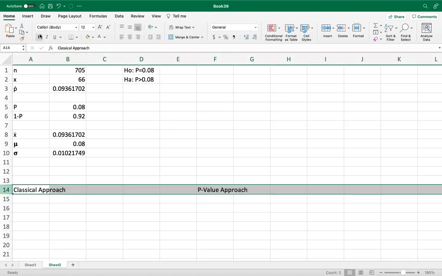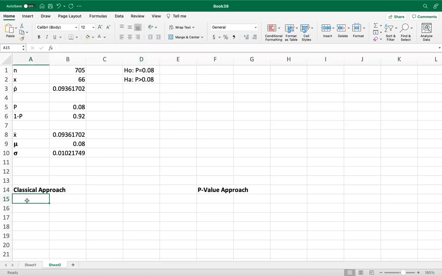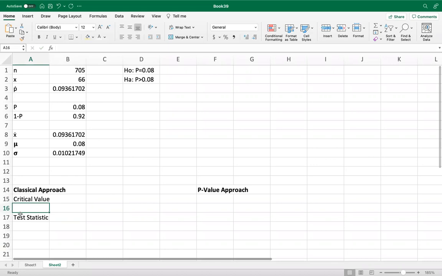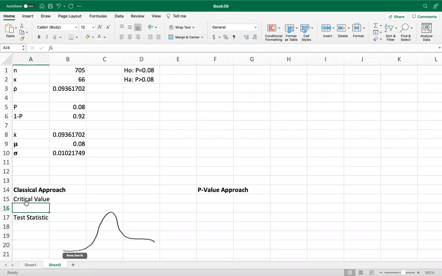With both of these, there are two different ways that we could do it. With the classical approach, we use our critical value and compare it with our test statistic. Our critical value is going to come from a standard normal distribution. We have our normal distribution here and our rejection region. Let's look at our hypothesis testing to see what kind of test we have.